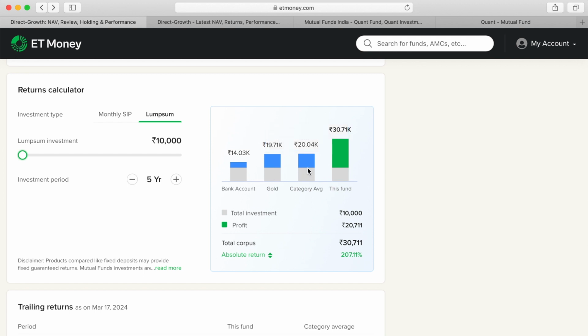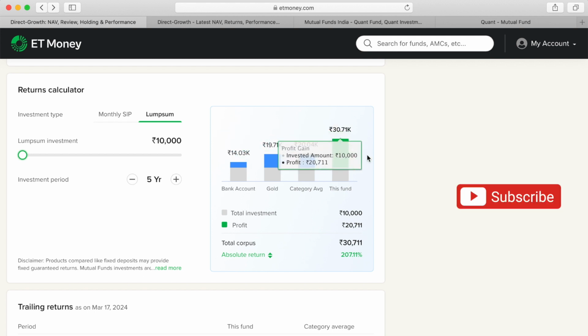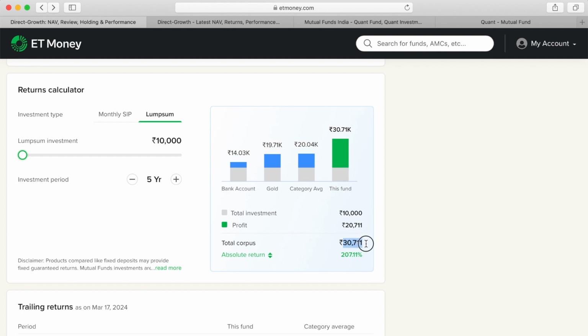Even in this case, you can clearly see the bank return, gold return, as well as the category average. All these things have been outperformed by this mutual fund, even in case of lump sum. So for the investment of 10,000, you have gained 20,000. So combining this, you would have got the return of 30,711 rupees by now.